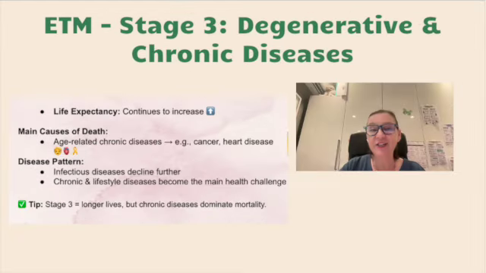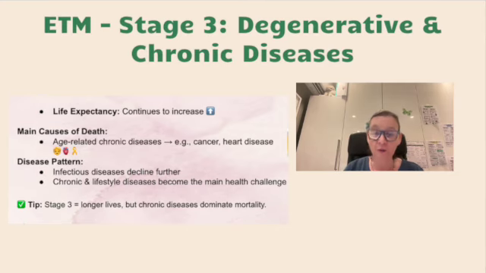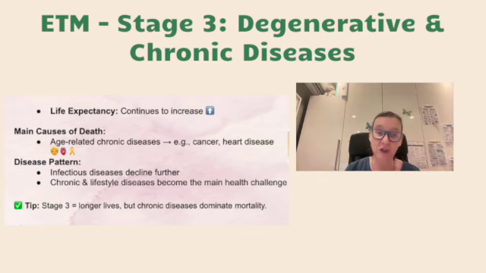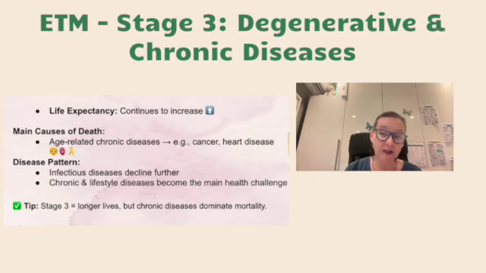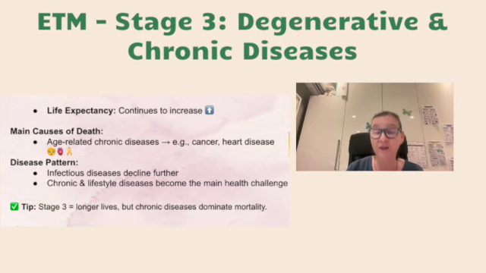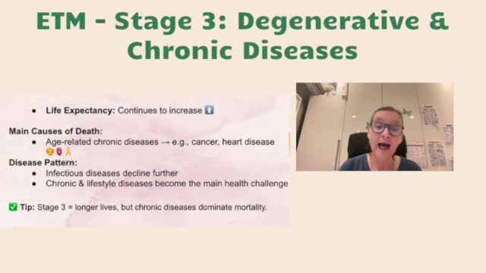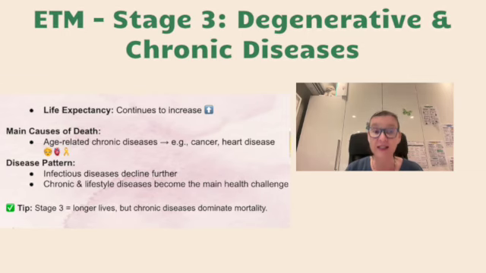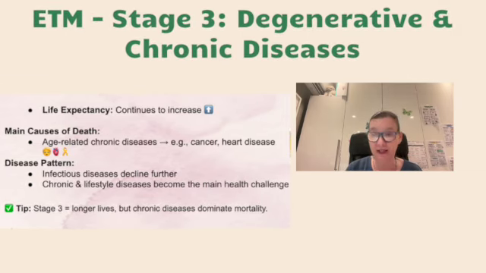Moving on to stage three of the ETM model, known as degenerative and chronic diseases. At this point, countries are more developed and industrialized, and people are living much longer lives. Life expectancy continues to rise, but the cause of death begins to shift. Infectious diseases like malaria or cholera are now rare, thanks to strong healthcare systems, vaccinations, and sanitation. However, as people live longer, new health challenges emerge, especially age-related and lifestyle diseases.